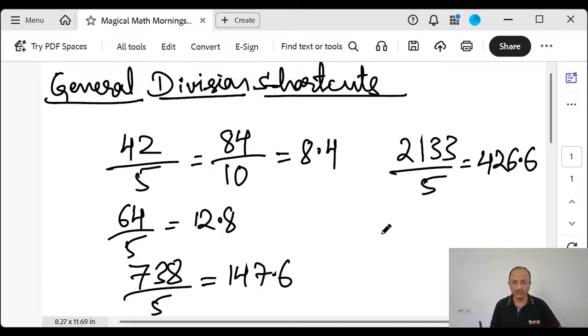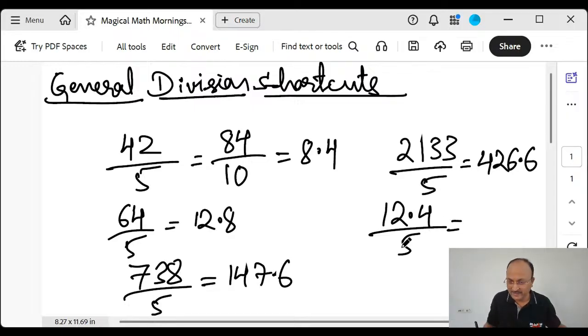Let us extend the same to a decimal number now. 12.4 divided by 5. Try this. Yes, it is 24.8 that you get, but you have to leave one more place. Therefore, it becomes 2.48. Correct?